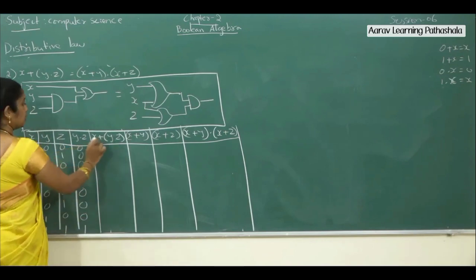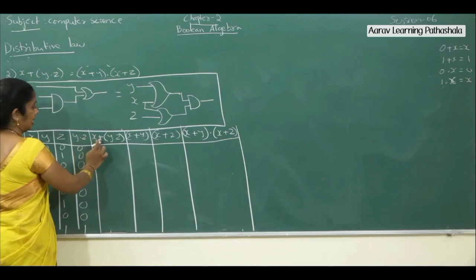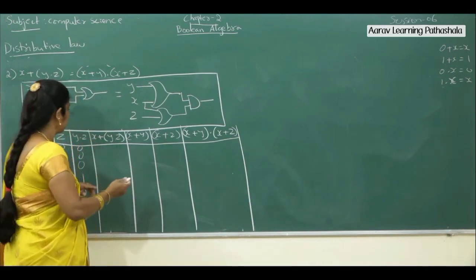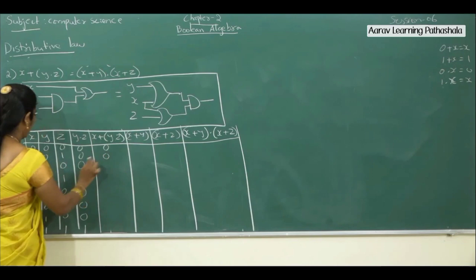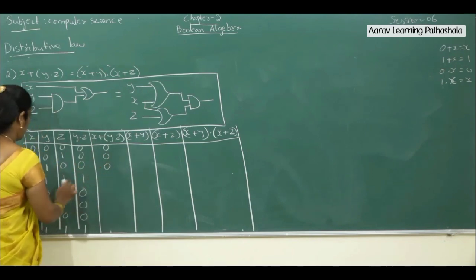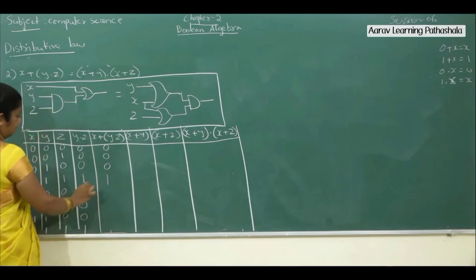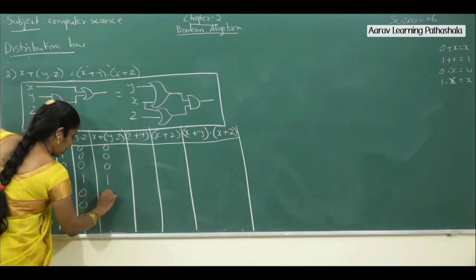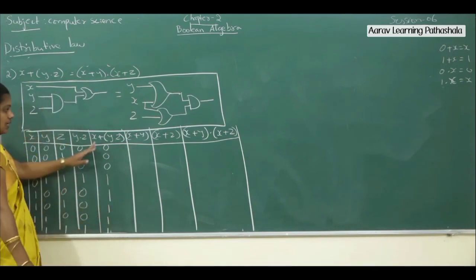Now X plus Y into Z, that means you have to take X column as well as Y into Z column. Plus operator means if any one of the inputs is true, the output becomes true. See here, 0 plus 0, 0. 0 plus 0, 0. 0 plus 0, 0. Here, 0 plus 1, one time 1 we have, that's why 1. Next, 1 plus 0, one time we have, that's why 1. 1, 1, 1. This is the output.